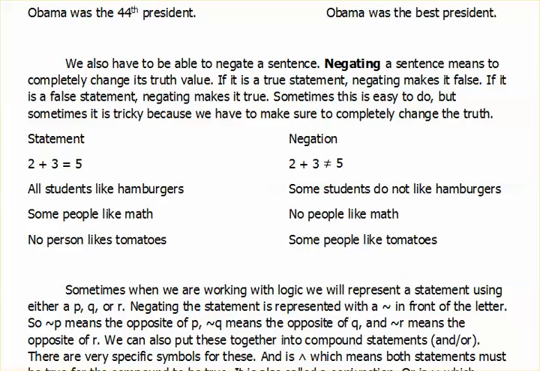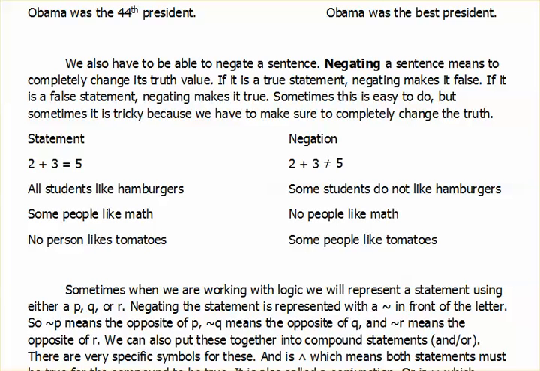So I've come up with some statements here and written them down for you. So our first statement is 2 plus 3 equals 5. Now we know that to be a true statement. So the negation of that is where we would want to make that false. So I've written 2 plus 3 does not equal 5. That would be the opposite, or make it not truthful.